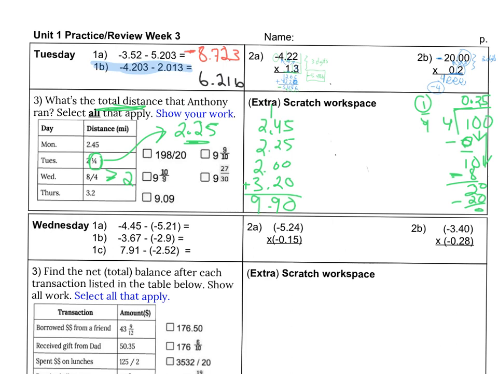So we get 9.90. Now, automatically we know 9.09 doesn't count. Okay? 9 and 10/9 does not count. That's going to give you an improper fraction with some extras. Okay? But 9.90 is the same thing as 9 and 9/10. If you're not sure why, think about it this way.